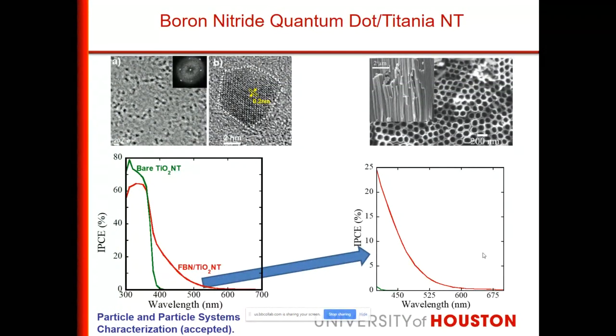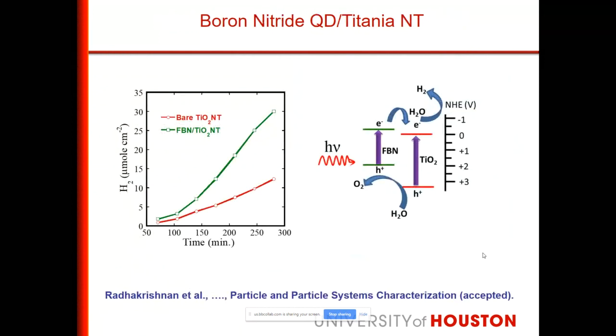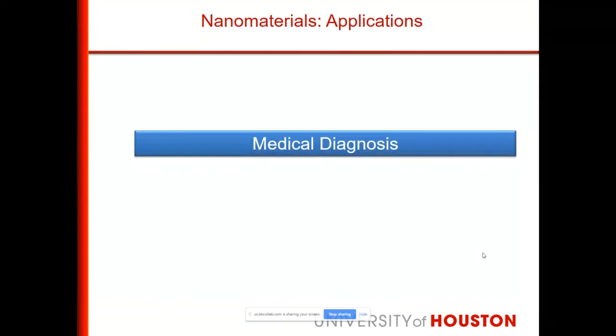Can we get a quantum efficiency of 80% throughout the visible light region? In that case, we'll get a very highly efficient photocatalyst. That's what we are investigating right now. So this is the hydrogen generation data, which shows a dramatic increase in the hydrogen generation rate with respect to the titanium dioxide nanotube coated with the boron nitride.